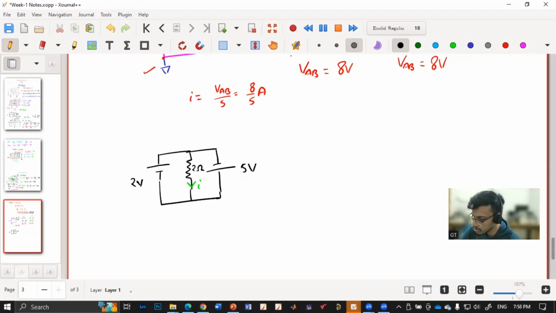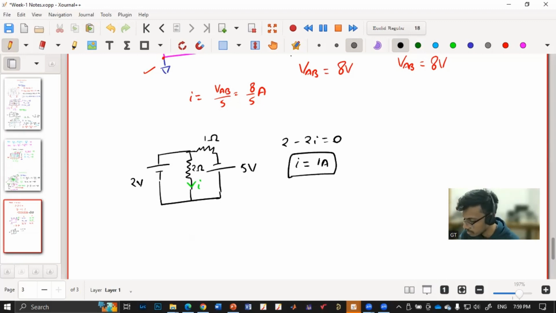I'll apply KVL in this loop. So in this loop, if I apply KVL, I'll get plus 2 minus 2i is equal to 0. Right. Actually, we are shorting two voltage sources. So technically it is wrong. If you put one voltage source there, it will be okay. I'll put another resistor here, say 1 ohm. So now 2 minus 2i is equal to 0. And what is the value of I? It's 1, right? So I is 1 ampere.